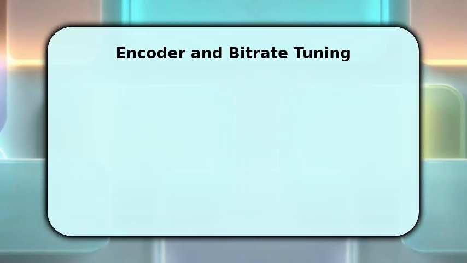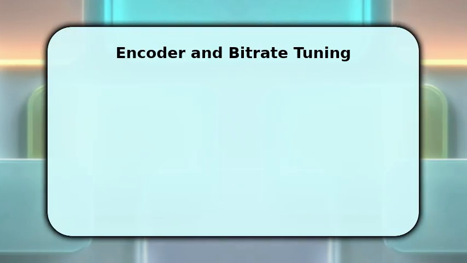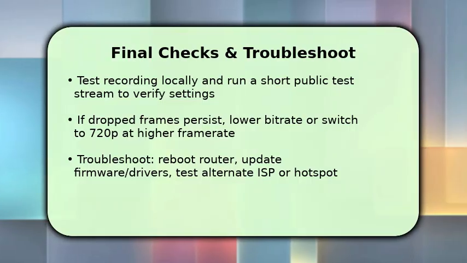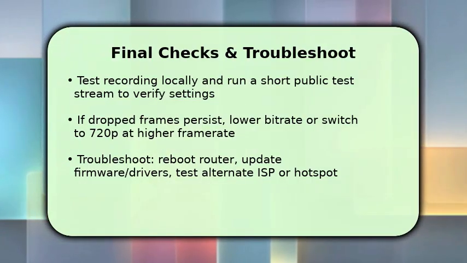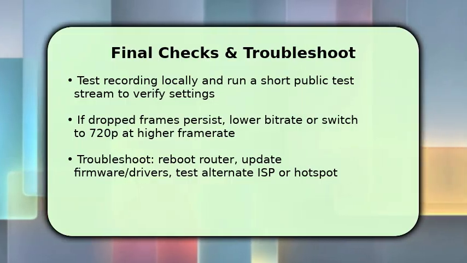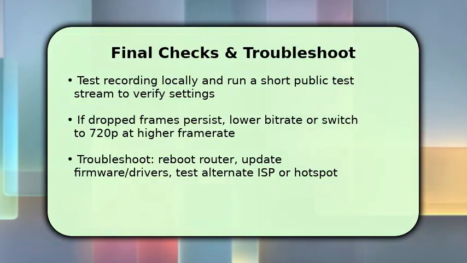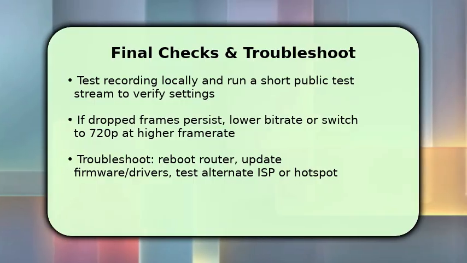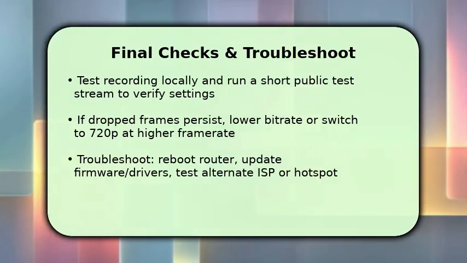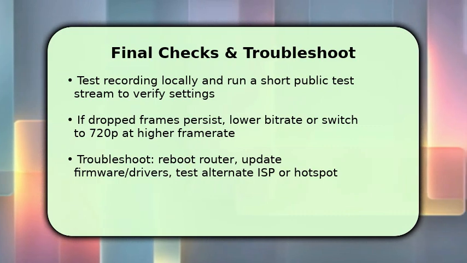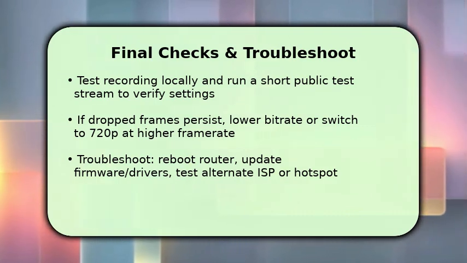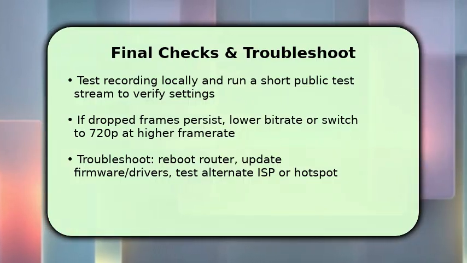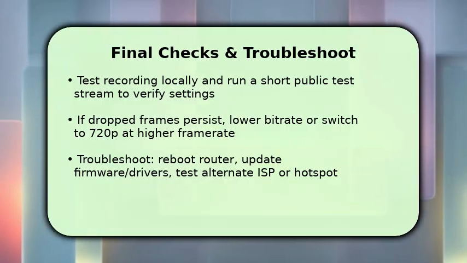You finish by validating and preparing for problems. Record locally and perform a short test stream to catch issues before going live. Review CPU, dropped frames, and network logs. If dropped frames continue, reduce bitrate or step down to 720p with a higher frame rate, because resolution vs smoothness trade-offs matter. For persistent network errors, reboot the router, update firmware and drivers, and try an alternate connection or mobile hotspot to isolate ISP problems. This final pass secures reliability.